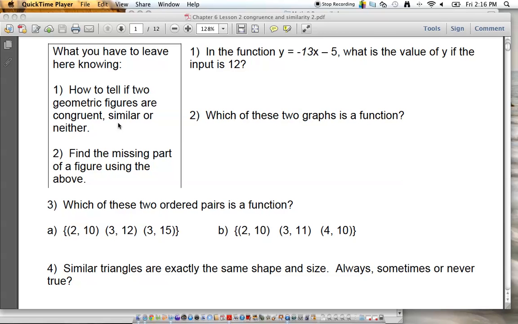What this really says is y equals negative 1/3 x minus 5. And then it says in the function, what's the value of y if the input is 12? Now, input is what letter, x or y? X, good. So I'm going to put a 12 in for x.